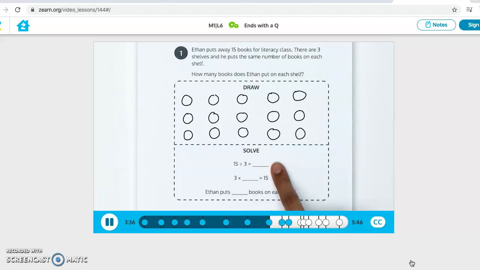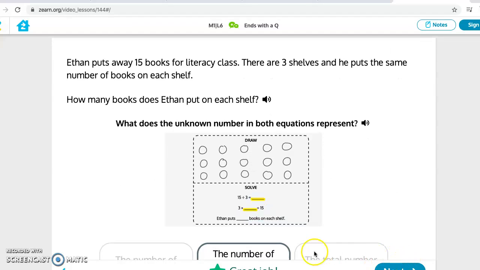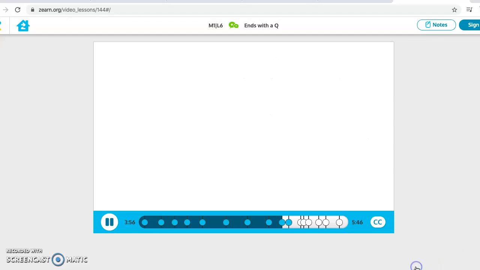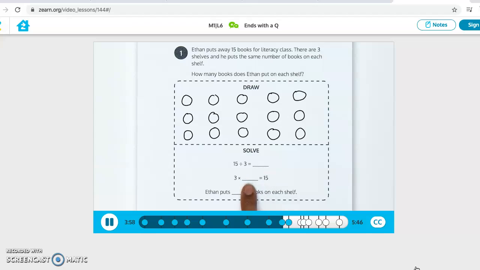Here are a division equation and a multiplication equation that represent this problem. 15 divided by 3 equals our unknown, and 3 times our unknown equals 15. What does the unknown number in both of these equations represent? The unknown number in both equations represents the number of books on each shelf. Solve for the unknown in each equation.